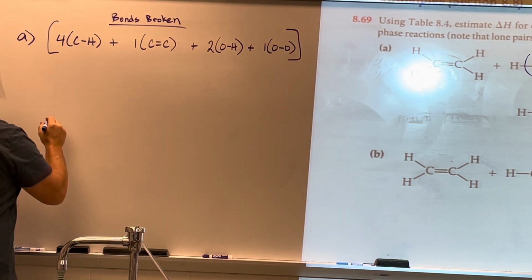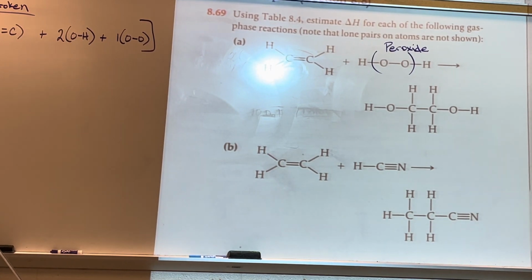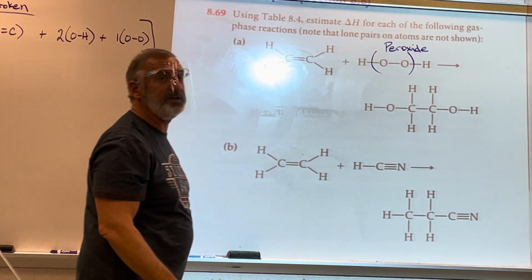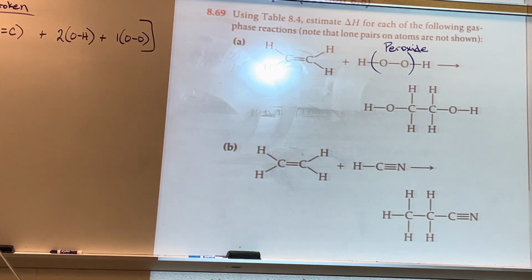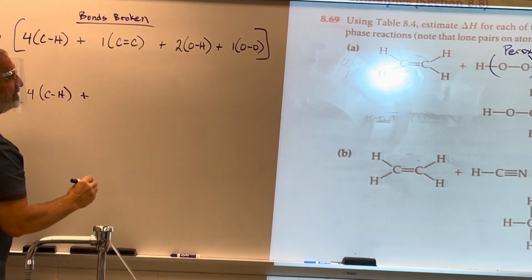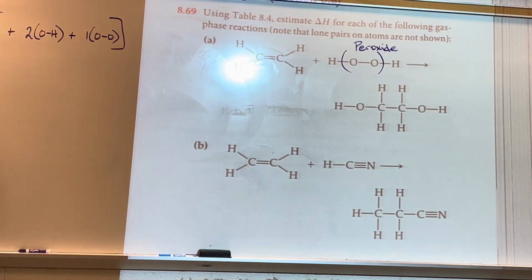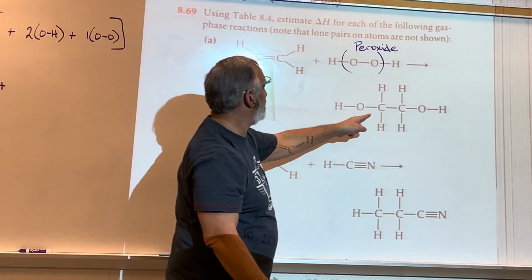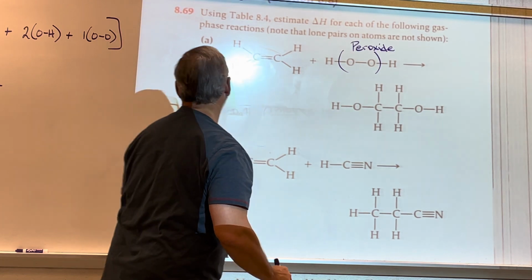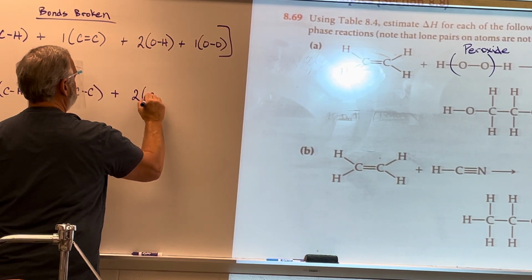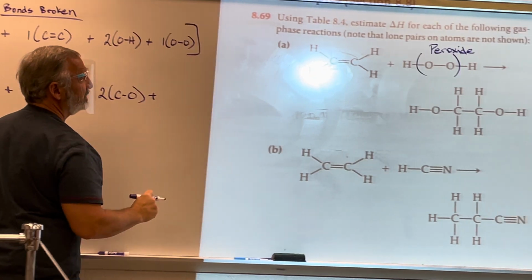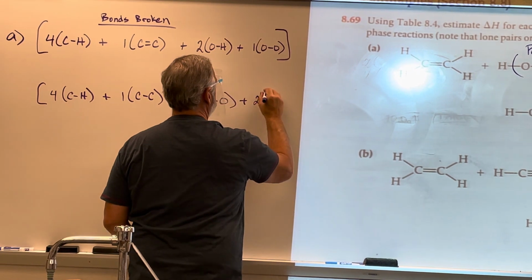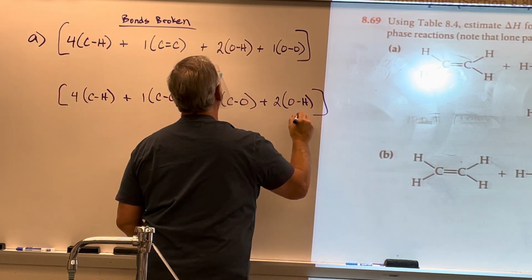Okay, so what are bonds formed going to be? Well, we have 1, 2, 3, 4 carbon to hydrogen bonds again, plus 1 carbon to carbon single bond, plus 2 carbon to oxygen single bonds, plus 2 OH bonds. These are bonds formed.